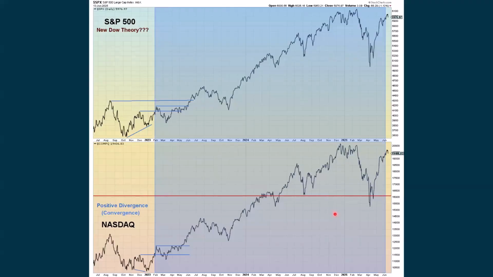Then instead of using the old way of looking at Dow theory, the idea is to replace the Dow with the S&P, thinking that that's a better representation of the US stock market. And instead of using the transports, since we're a technology-based society now, let's use the NASDAQ instead. Not really seeing any major divergences right now. They're both going up and down more in tandem.